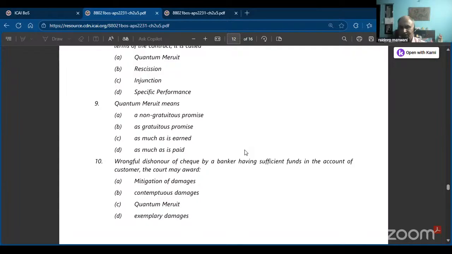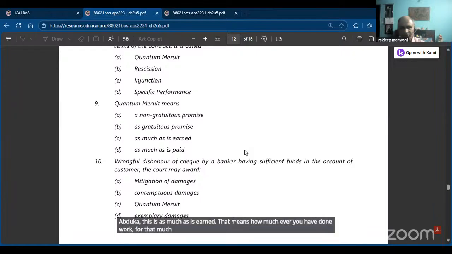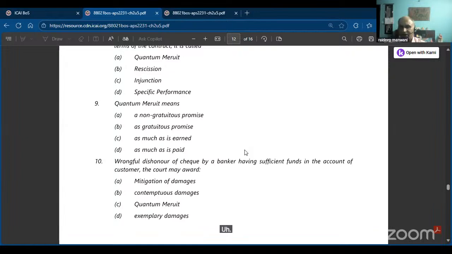Advika, this is as much as is earned. That means however much work you have done, for that much you'll get compensation. That's why it's called quantum merit. So the answer is: as much as is earned. Okay, last question.